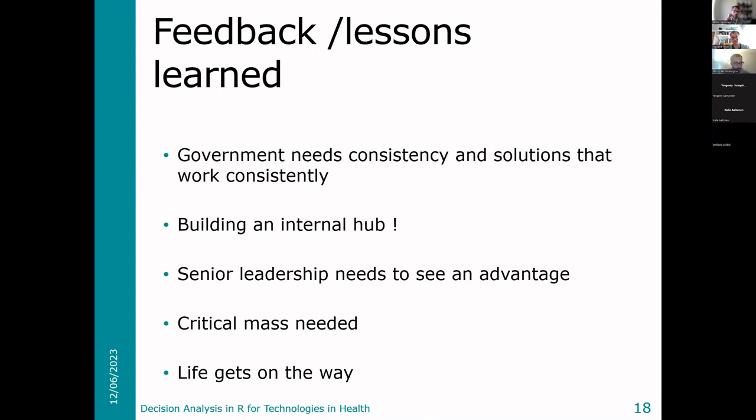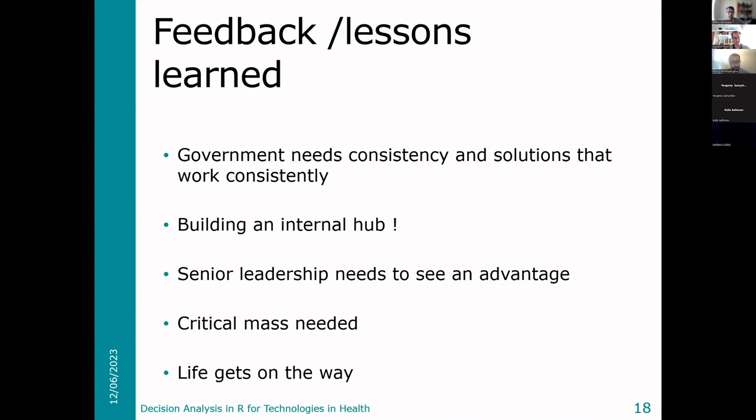It has been great, as I mentioned before, for people like Cathy, who built an internal hub where they have the internal capacity to understand and develop their own models. They've developed Shiny apps for making their work easier. So I think it's a great class.